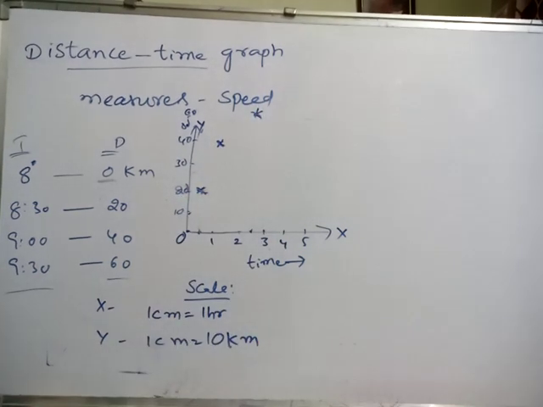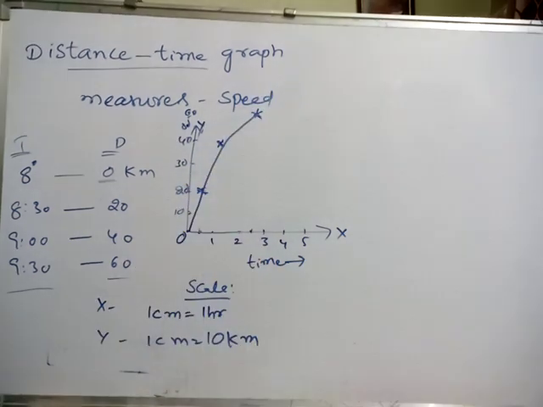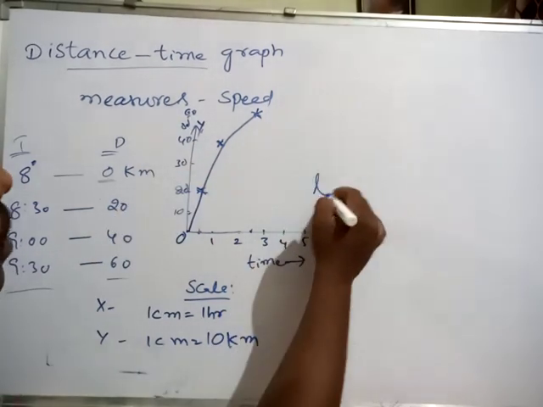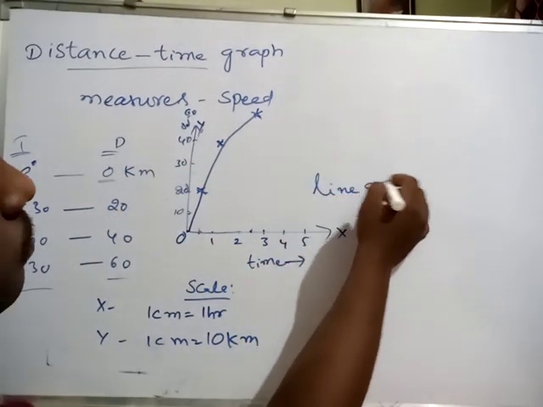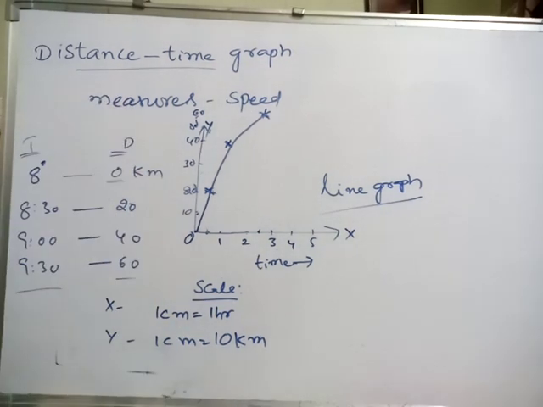Then you have to join all those points, and we will get one line graph. See, it is a line only, what we call a line graph. So in this way we can easily draw graphs for distance and time. Okay, very easy one only. I will give some values, and based on that you have to practice them on the graph paper.